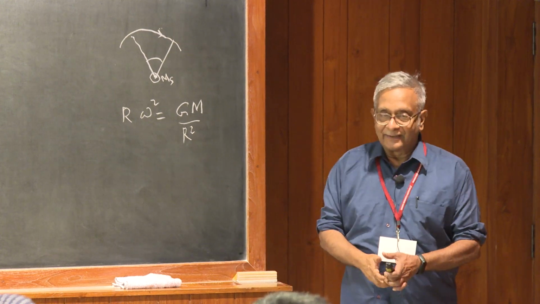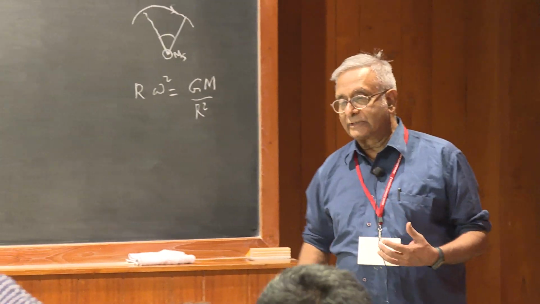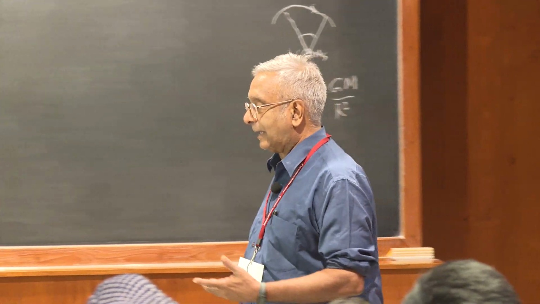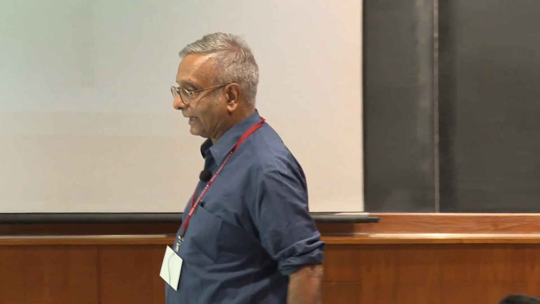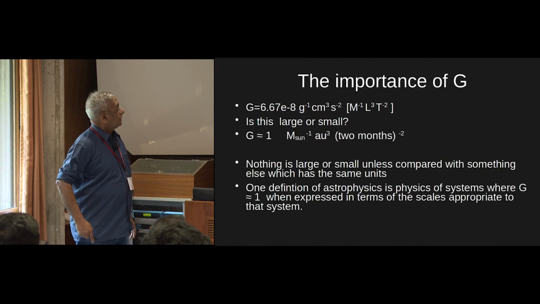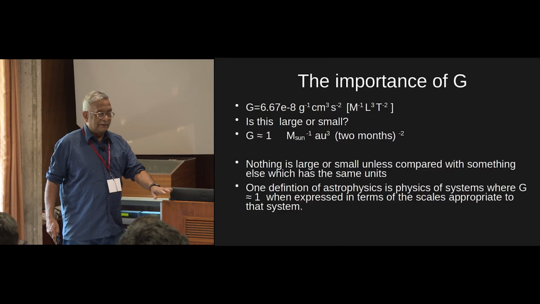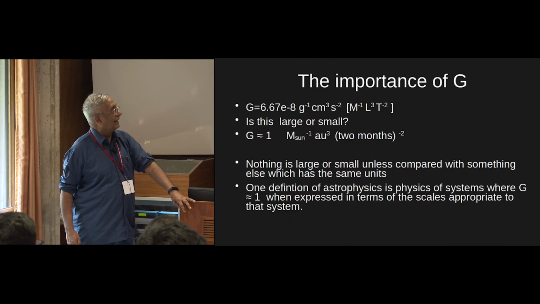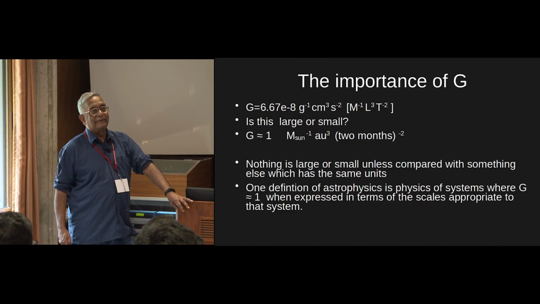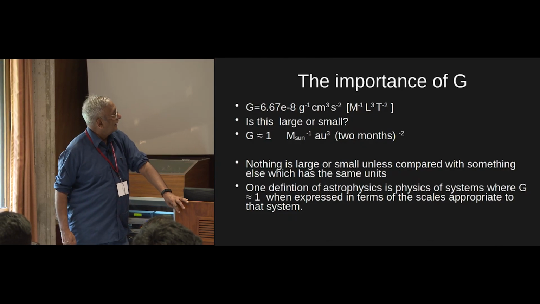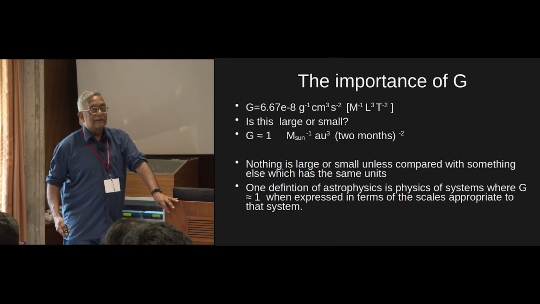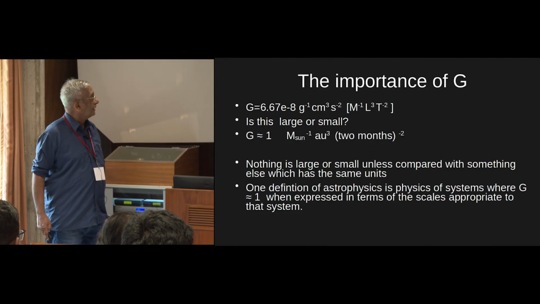So this is just to make the point that if you use the appropriate units, appropriate to whatever system you're interested in, star, galaxy or something, you will find that G is quite important, okay. So, I mean, no need to rub this in. So if you say something small or large, please be careful and make sure that it's dimensionless, okay. And if it is dimensional, compare it with something else which has the same dimensions.